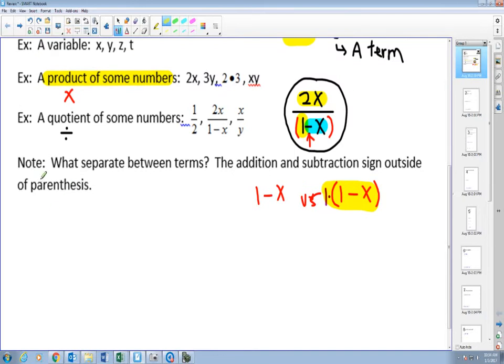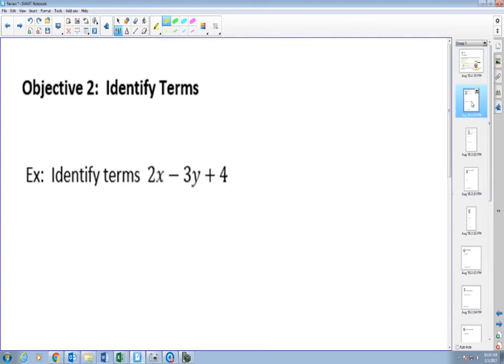So that's the reason why my note here says we are using the addition and subtraction signs that are outside the parentheses to separate between our terms. Okay. Alright. So let's look at some examples. Identify terms. To figure out how many terms are in a problem, the first thing you do is look for addition and subtraction signs outside the parentheses.